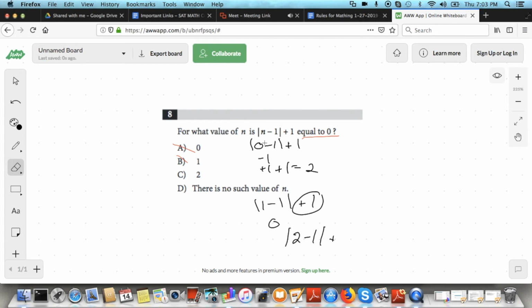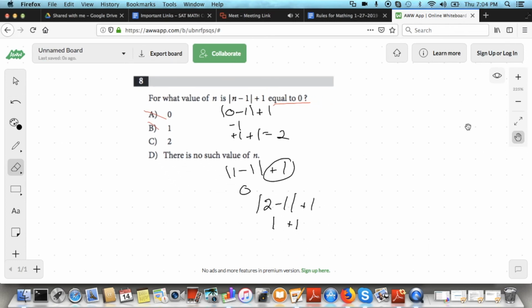Okay, absolute value of C minus 1. Good. We get 1 plus 1, which is 2. Not 0. C is gone. We've confirmed it. It's answer choice D. Okay. Any questions about that?